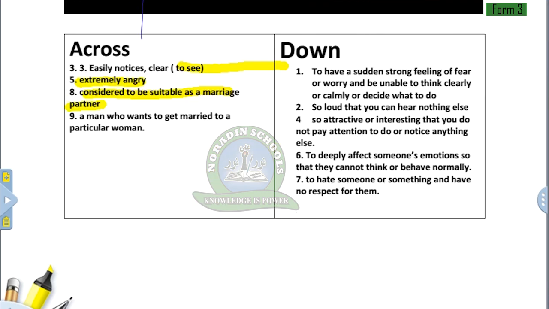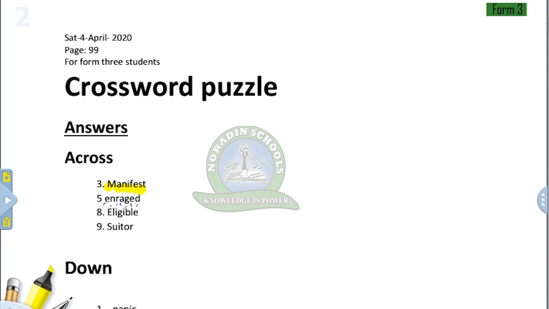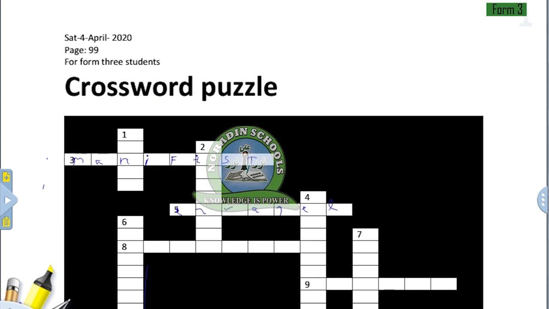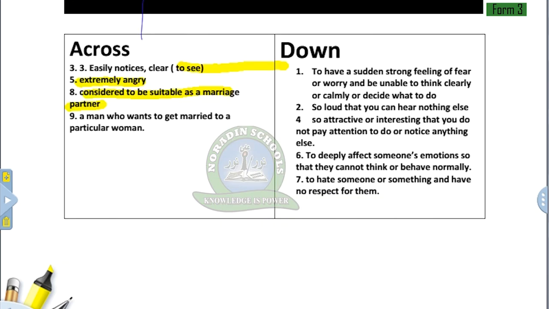Okay, fine. Let's go back to the answers. The first two answers were what? Manifest and enraged. Okay, let us highlight the first two we have done. Enraged and manifest. But now we will go to the word eligible. Eligible can change the definition here. All right, students, you see? So was it across or down? It was across, not down. We will go down when we finish the across part.